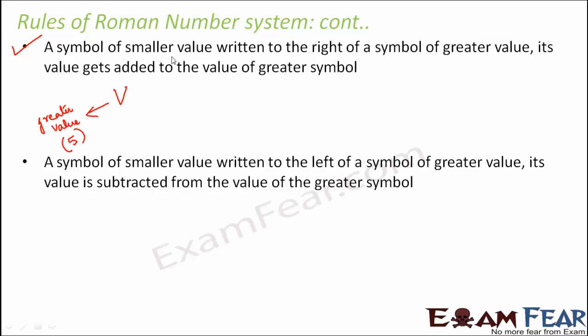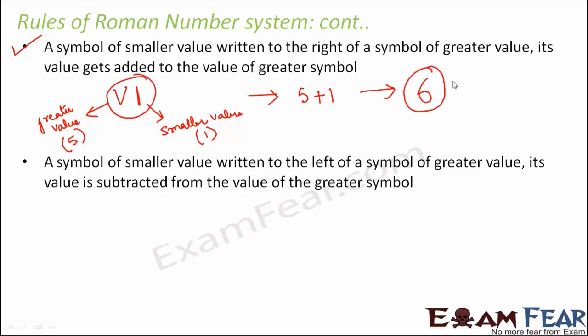Now, if we write a symbol of smaller value to the right of the symbol of greater value. So, this is the symbol of greater value. Let's say we write a symbol of smaller value. What is its value? This represents 1. So if you write a smaller value symbol to the right of the greater value symbol, then what happens? The value gets added. This represents 5, this represents 1, so their values get added. So basically this symbol represents 6.